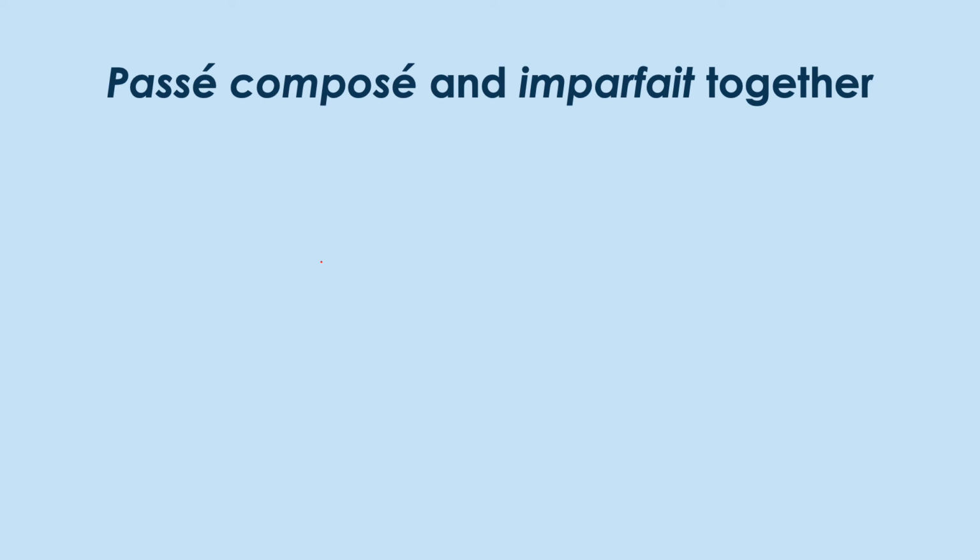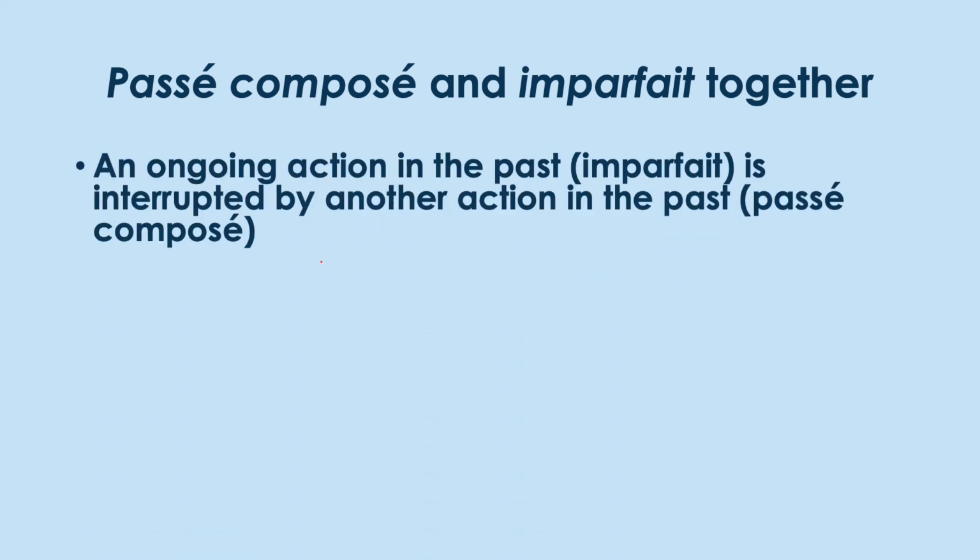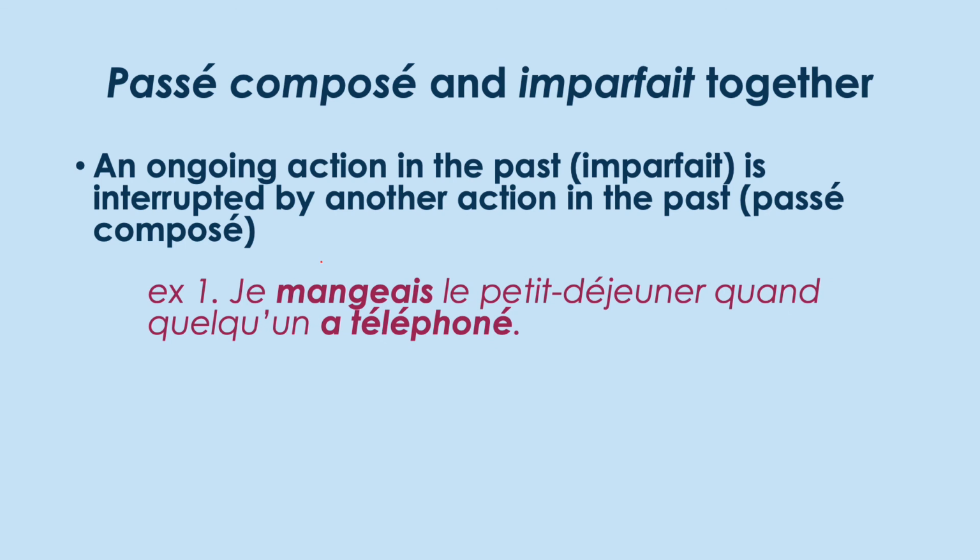Our final use of the imparfait today is going to be in a sentence with the passé composé. So this will occur when we have an ongoing action in the past, written in the imparfait, and it is interrupted by another action in the past, often suddenly. This second action will be written in the passé composé. So here's an example. Je mangeais le petit déjeuner quand quelqu'un a téléphoné. I was eating breakfast when someone telephoned.